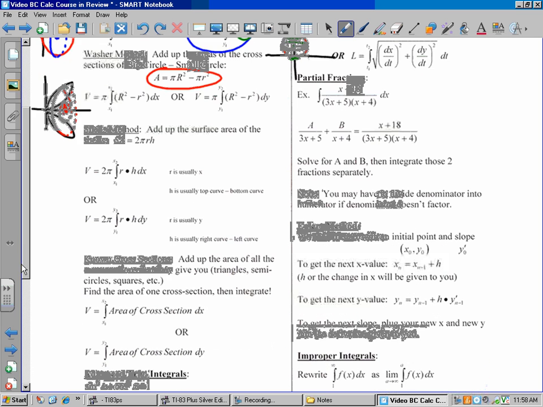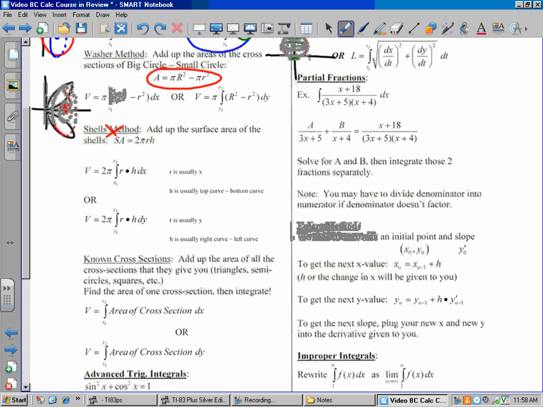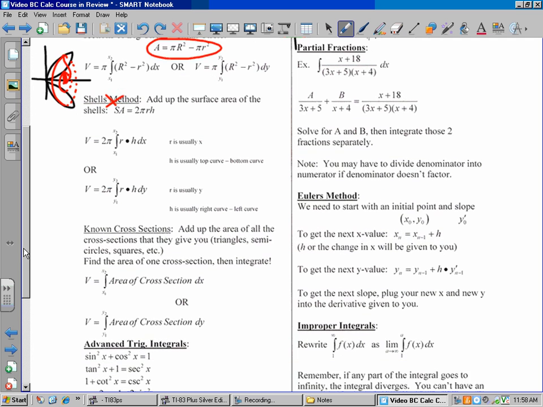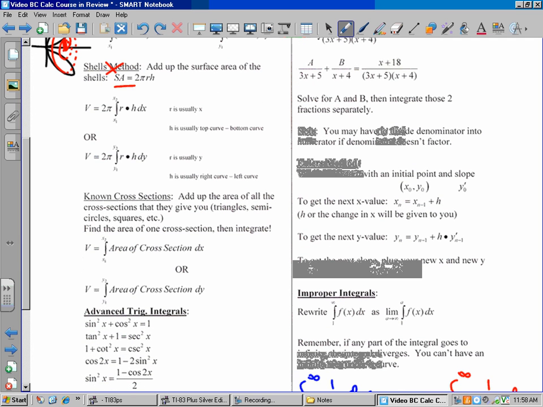The method of cylindrical shells, yeah, we did an example on that in class, but it never comes up in the AP exam, so that's not something that I would worry too much about. The surface area of a cylindrical shell is 2 pi r times the height. So that's the formula that we use for the cross sections to integrate.